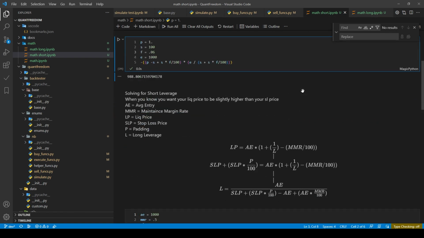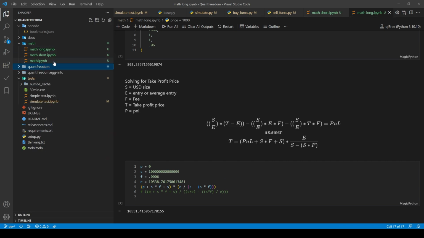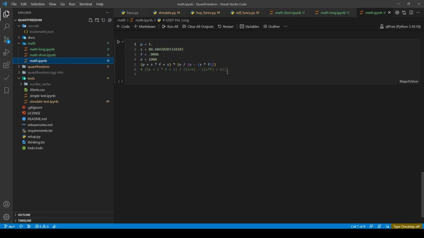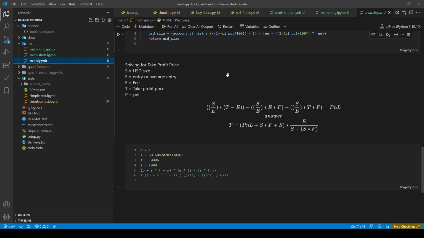So what are we trying to solve for? I guess we're trying to solve for this. But then how did I get it to fees times average entry plus average entry divided by 1 minus fee percent? How did I get that? What even is that?